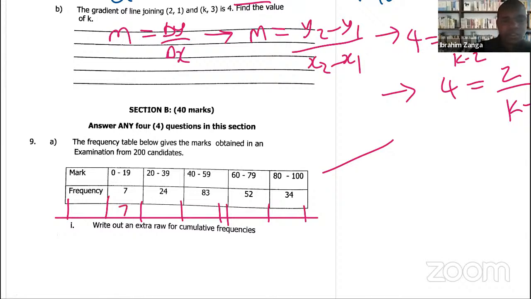So here you have 7 cumulative frequency. You have 7 plus 24, 31. 31 plus 81, you get 114. 114 plus 52, you get actually 166, then 200. Write out an extra row for the cumulative frequency. We are done with that.